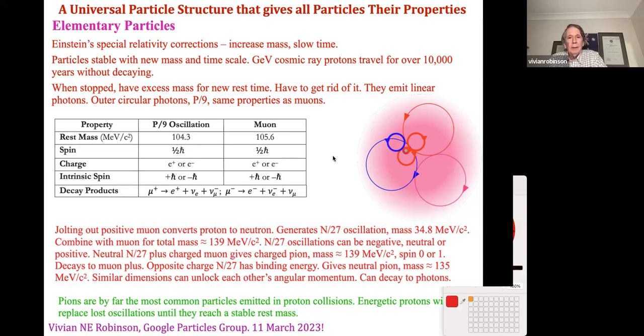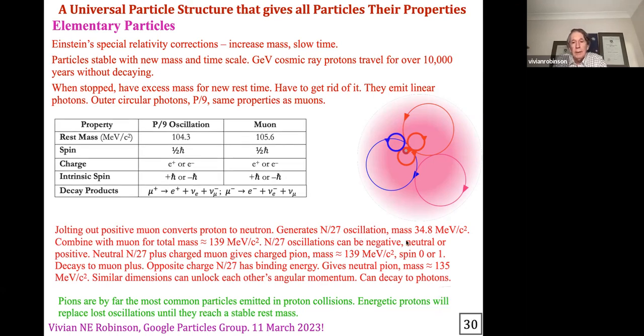Now, as we know, when a proton decays to a neutron, it generates an n/27 oscillation, and that has a mass of 34.8 MeV. So combining the 105.6 with 34, you get about 139 MeV per c squared. And n/27 oscillations can be negative, neutral, and positive.